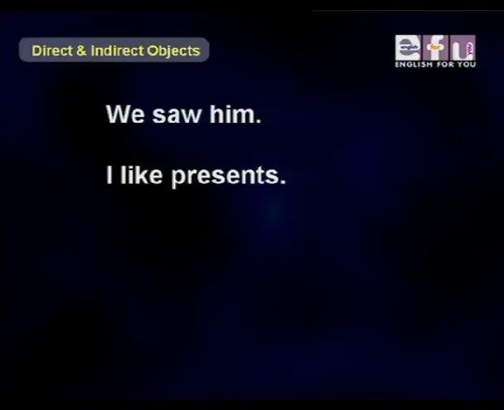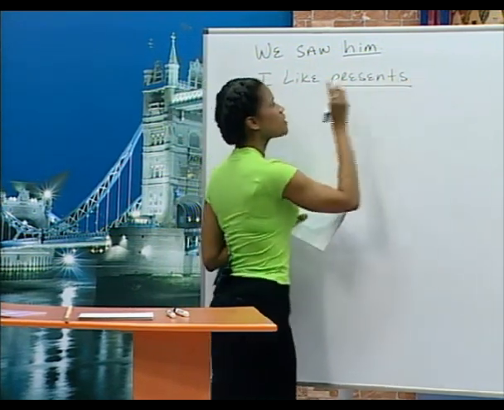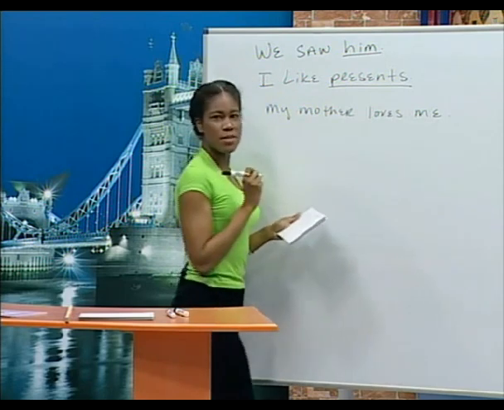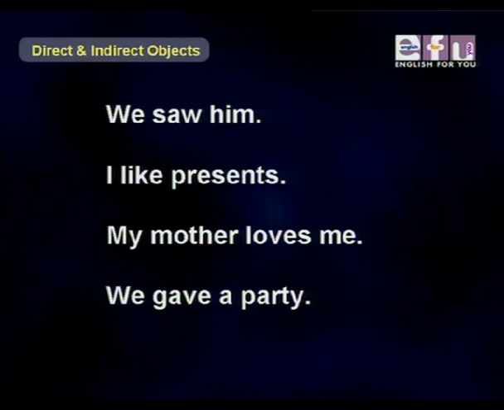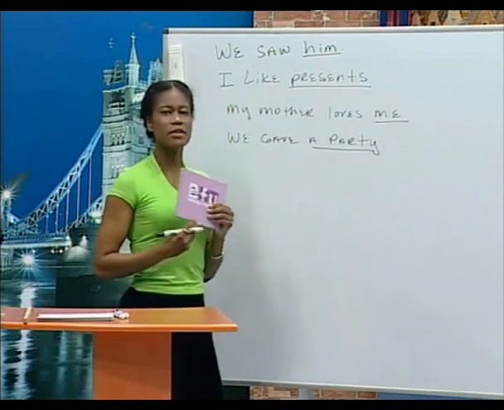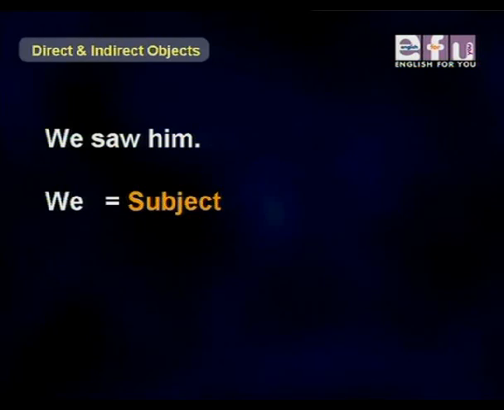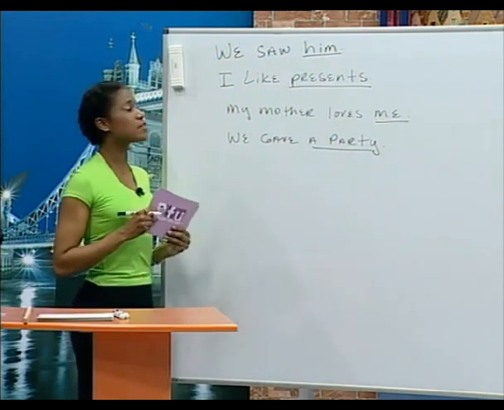I like presents. What do we like? Presents. Object of the verb like. My mother loves me. My mother loves what or whom? Me. We gave a party. Let's look at the different parts of speech in these sentences. We is the subject. Saw is the verb. Him is the direct object. And we can see the same pattern in these other sentences.